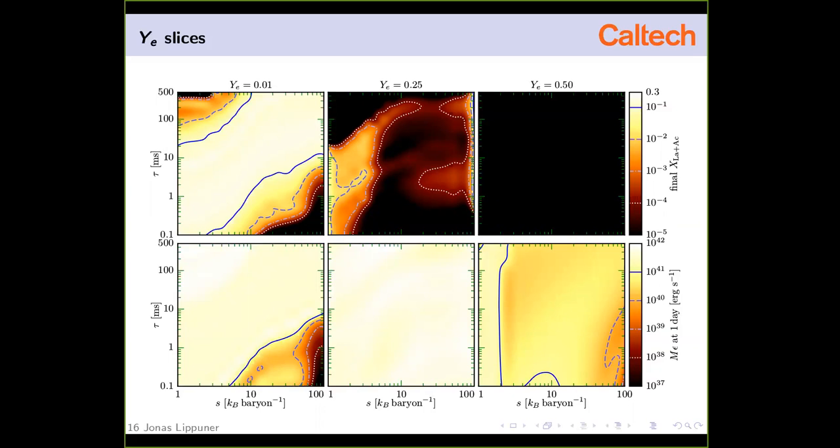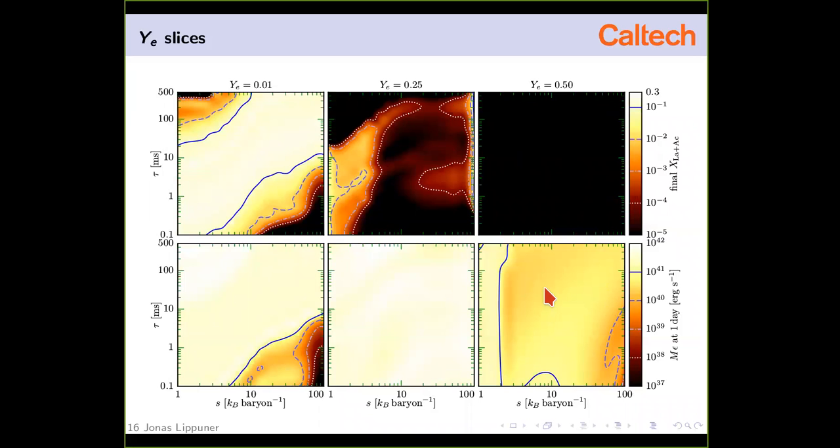So as long as we have some ensemble of nuclides, it doesn't matter which nuclides exactly they are, but if we have some that decay on a time scale of a day, then the heating rate will be fairly uniform. And then at non-neutron-rich symmetric matter, YE of 0.5, we obviously don't make any R process for any entropies or expansion time scales, but still the heating rate is fairly uniform for the same reason I just mentioned.